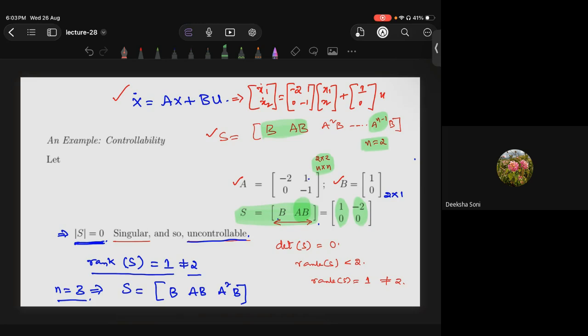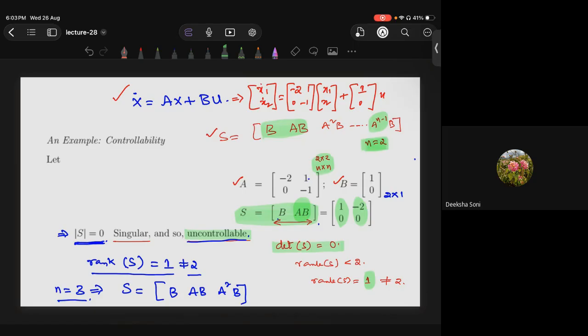Yeah. So now you have the S matrix. If you find the determinant, what is the determinant? The determinant is 0. Okay. Since the determinant is 0, what is its rank? The rank is not equal to 2. The rank is 1 only. Since the rank is not n, or not 2, the system is not controllable, or uncontrollable. Is this clear? Yes, sir. So that is how you will check.